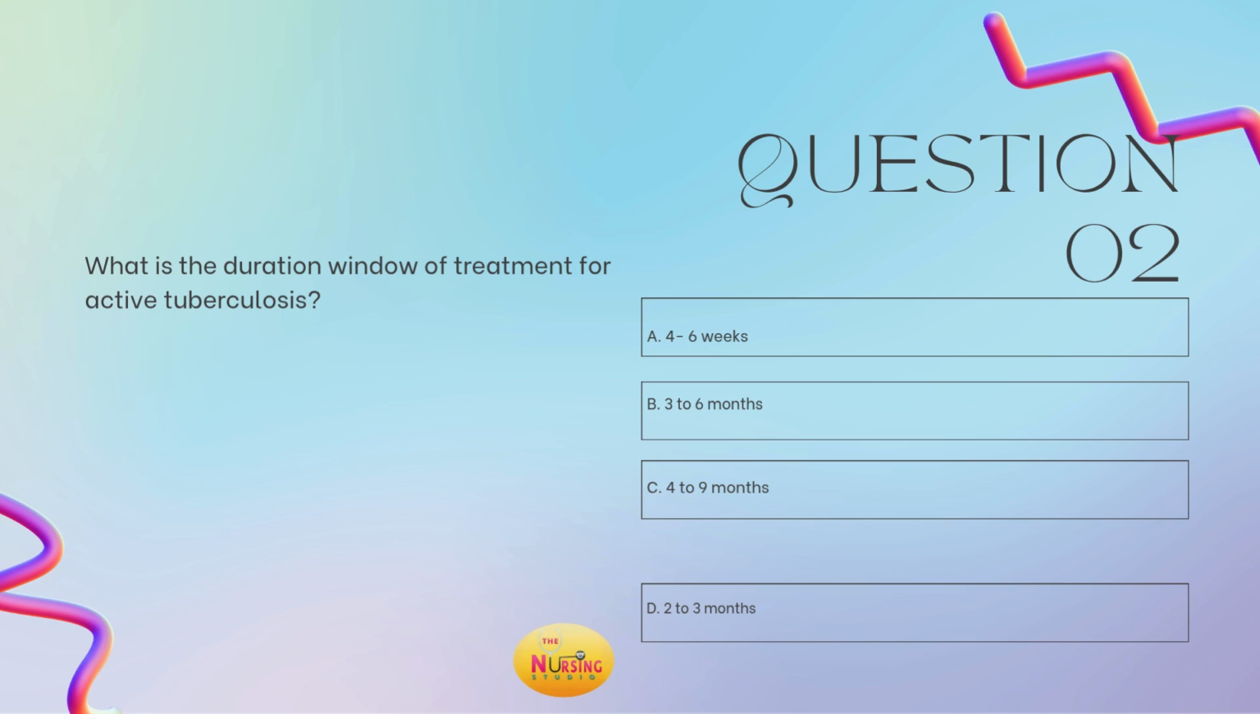Question number 2, what is the duration window of treatment for active tuberculosis? Is it A, 4 to 6 weeks? Is it B, 3 to 6 months? Is it C, 4 to 9 months? Or is it D, 2 to 3 months? Take a moment and tell me what you got.